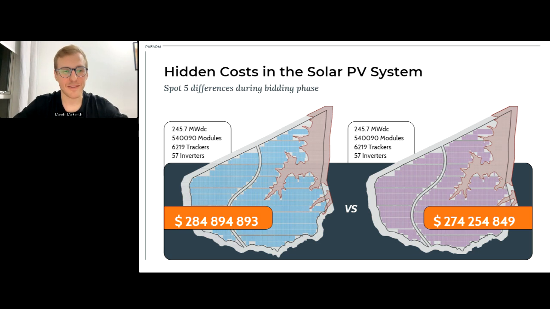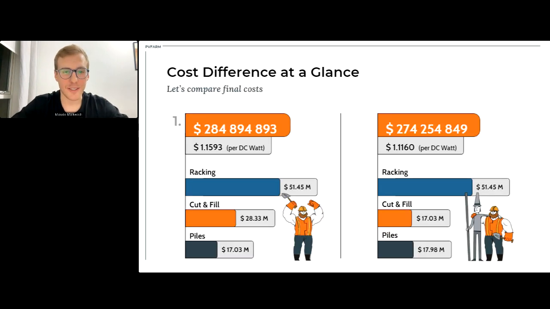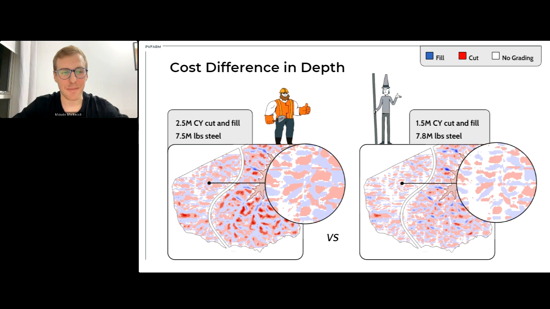Let's dive into the costs. You can see on the slide the total project cost, and at the same time the cost broken down for racking, cut and fill, and piles. You can see that the first layout has 11 million more expensive grading, but only 1 million less expensive piles, leaving a 10 million gap. With the same racking cost, it's clear that the civil and the pile bros didn't play nice in the first layout. Let's zoom in and see what's happening further.